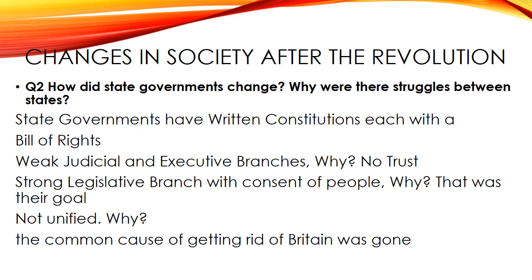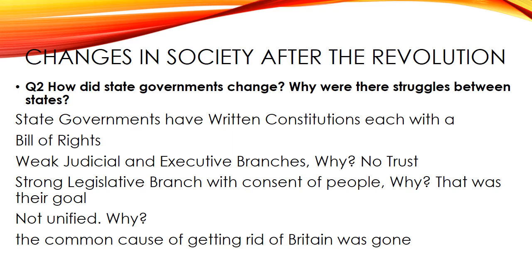So they create a strong legislative branch with the consent of the people because that was their main goal. Their main goal was that the people would have a voice, not some leader, not the courts, but the people. And that's why the legislative branch is the most powerful in this type of government. But all the states are not unified, all right, because the common goal of getting rid of Britain was gone. Once we win the Revolutionary War, all the states, they were fighting in it, and then now they have nothing in common. They're like Southerners and New Englanders, totally two different worlds.